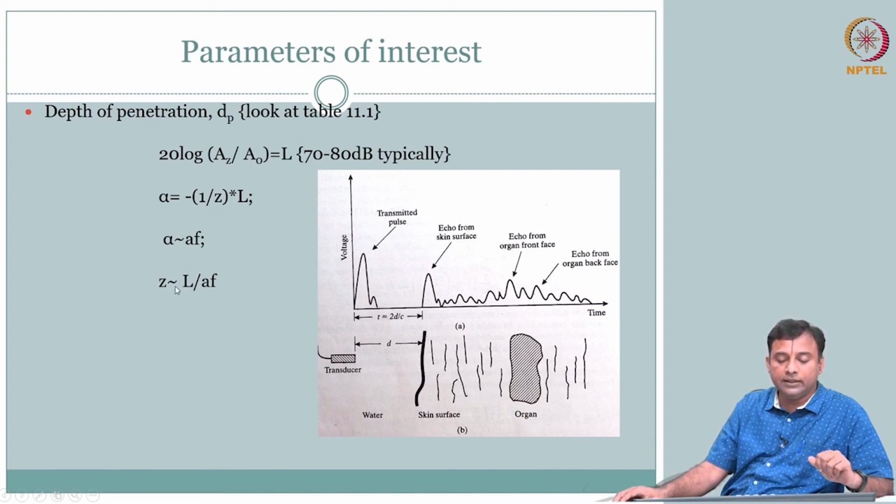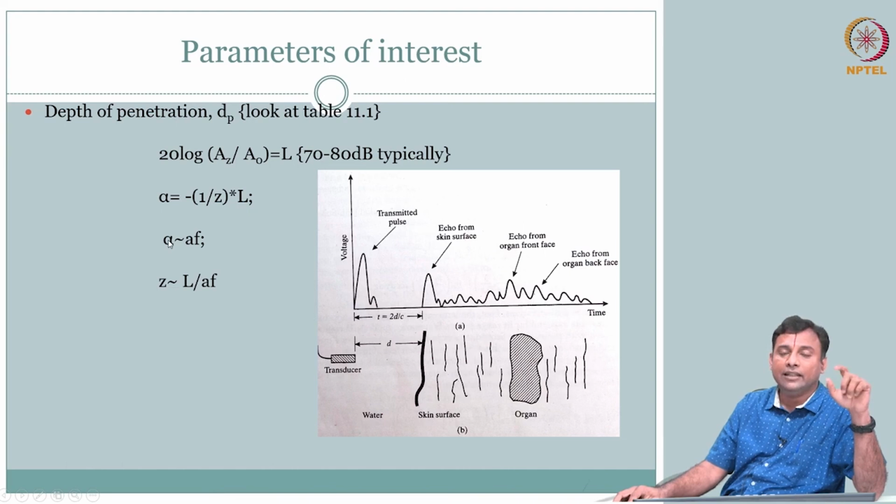Of course, what is this? Z is approximately L by AF. Yes, this is your distance, right? Z is your distance thing. This L is the total loss. This is your loss per frequency per centimeter, right? That is what you go back and look at your definitions. So your alpha is what? Go back, look at your definition. Alpha was dB per centimeter per megahertz. If you go look at it, okay. So your Z is total loss divided by this AF, that is your depth.